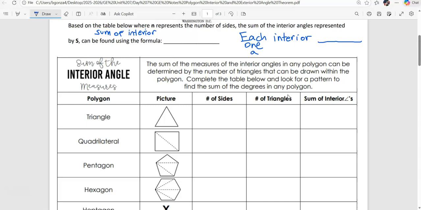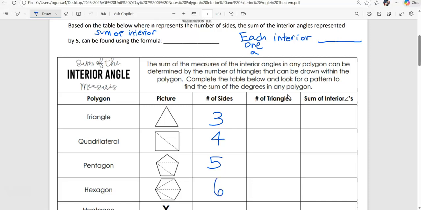Triangle, how many sides? This is too easy, right? 3 sides. Quadrilateral, 4 sides. Pentagon, 5 sides. Hexagon. By the way, y'all know pentagon is 5. What else has penta in it? Whatever. Hexagon, the way you can remember this one, hex has an X, so does the number 6. 6 and hex both have an X. Okay.